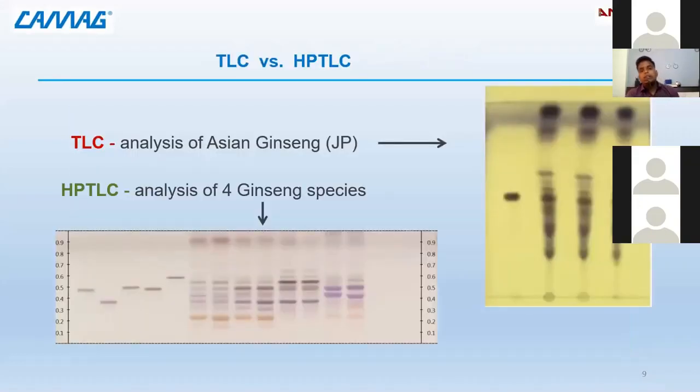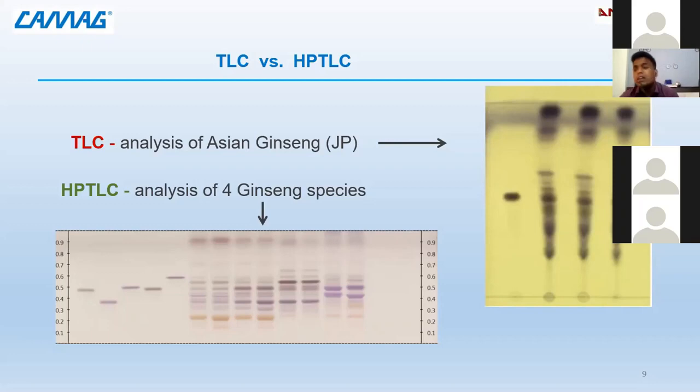Now, here you can see the TLC versus HPTLC comparison. On the right hand side, you can see the yellow plate, which is the analysis of Asian ginseng, by our traditional method. Take a capillary, do the spotting, run the plate in a suitable solvent, then you get the separations. But on the left hand side, you can see a rectangular plate, which is the HPTLC plate, and there we don't do spot application. There we go for band application. So you can see the difference between both separations.